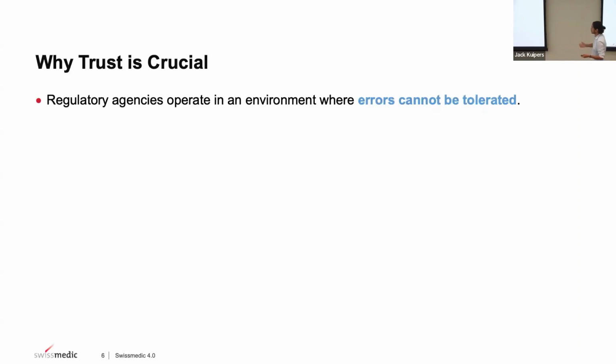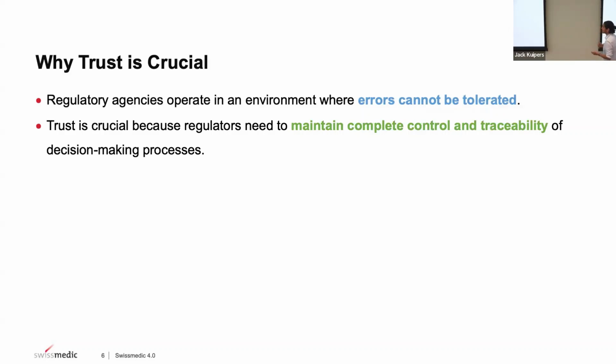So why is it crucial? I already mentioned regulatory agencies in general have a flavor of errors should not happen. So anything we can do to avoid those errors, we don't want to minimize them, right? We don't want them at all. So this is important. Trust is crucial because we want to maintain this traceability. As much as we can, we log how decisions were made, how the model ran, when the model ran, which date, how many times, these kinds of things. We like the traceability.